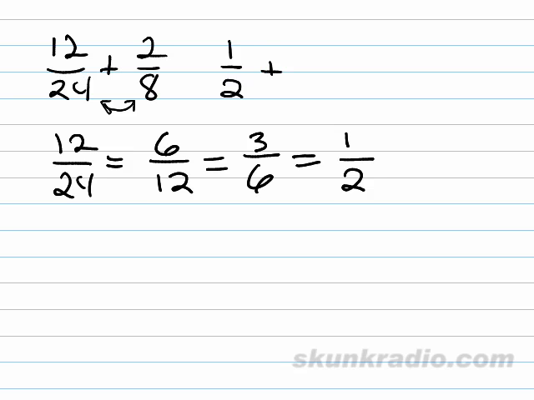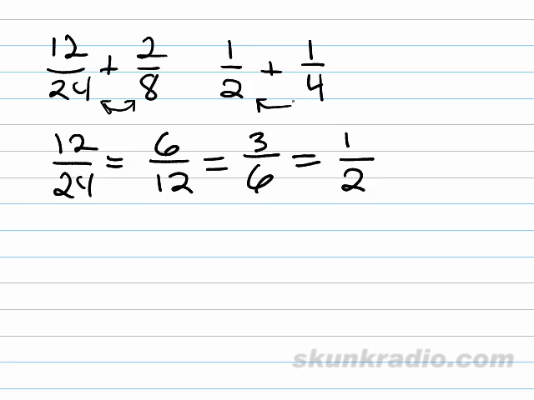Now, let me reduce this 2 over 8. And that's pretty easy, because I can see that I can divide the top and bottom by 2. 2 divided by 2 on the top is 1. And 8 divided by 2 is 4. All right, so this is so much easier to work with.